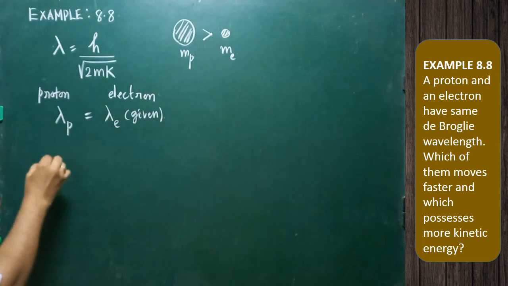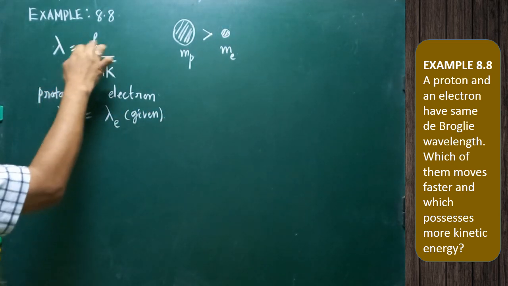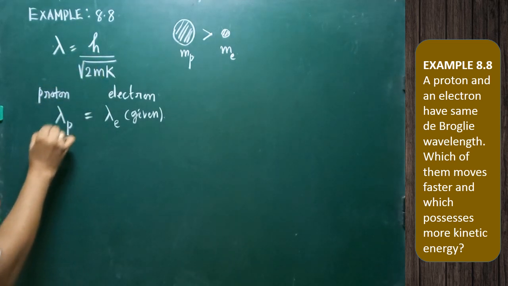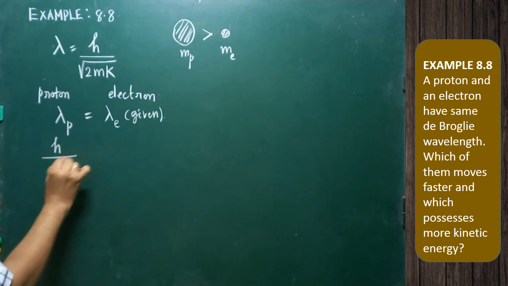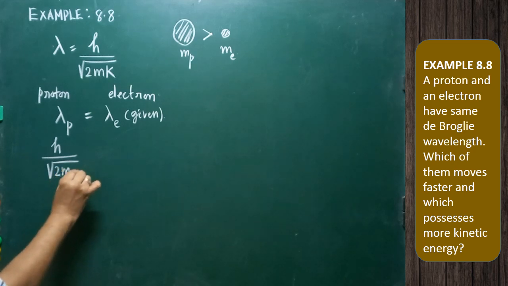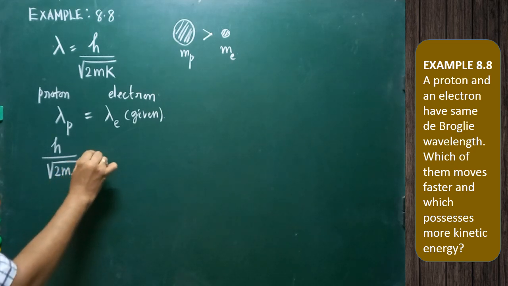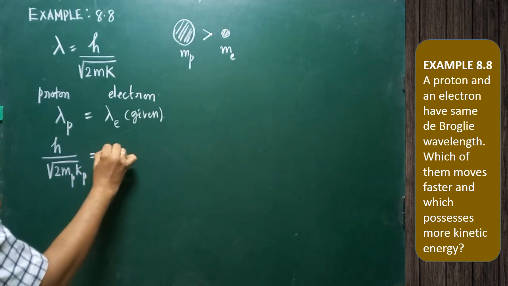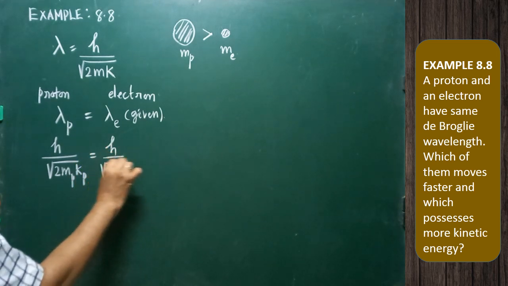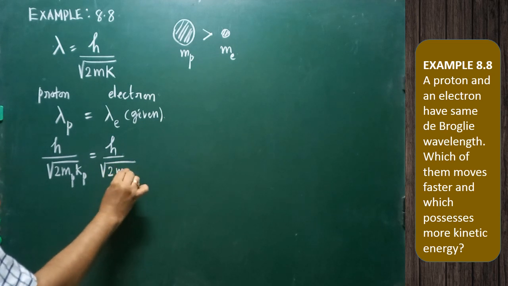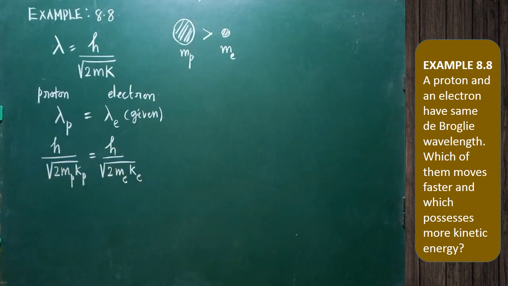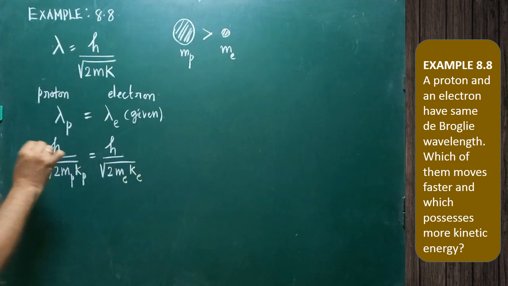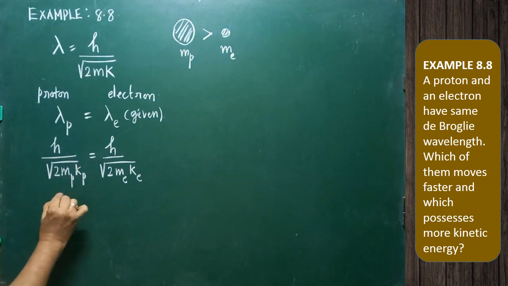Make a note. Now substitute the factors in the formula. Lambda for proton can be written as h divided by square root of 2 times mass of the proton and kinetic energy of the proton, which is equal to h divided by square root of 2 times mass of the electron and kinetic energy of the electron. In that format we can write. Now we can cancel the common factors.